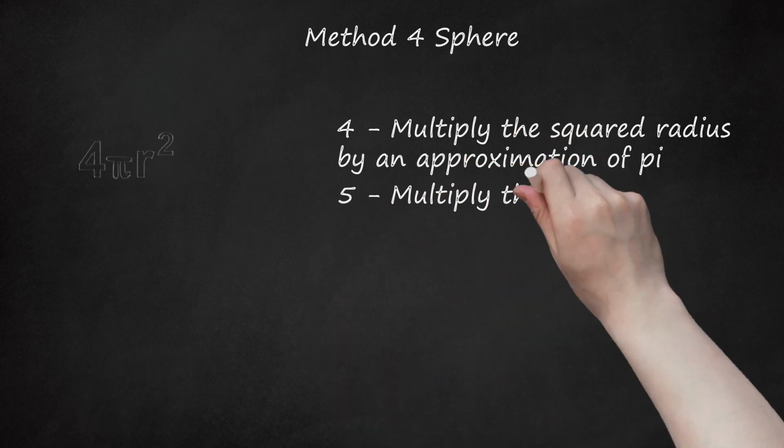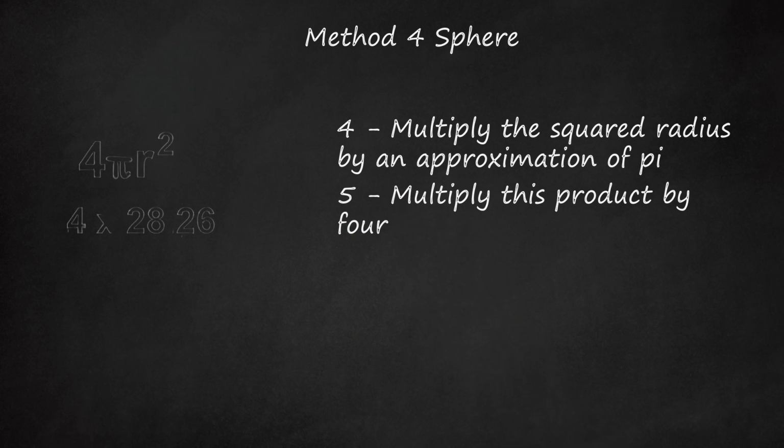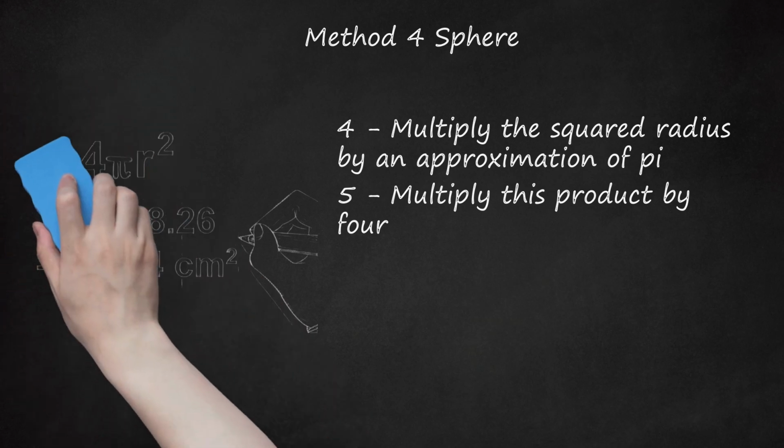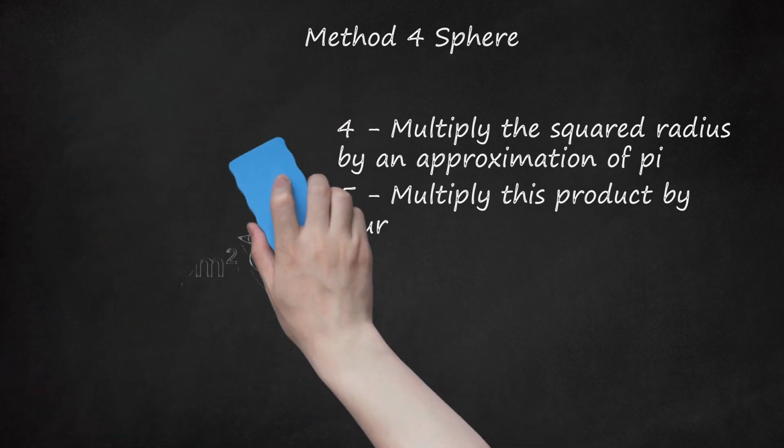5. Multiply this product by 4. To complete the calculation, multiply by 4. Find the surface area of the sphere by multiplying the flat circular area by 4. Example: 4 pi * r² is equal to 4 times 28.26 equals 113.04 square centimeters.